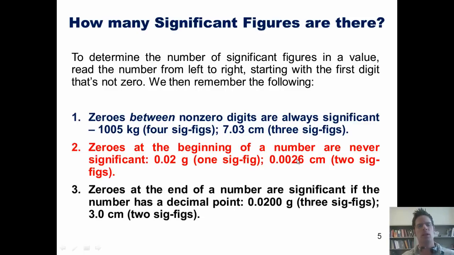Rule 3, zeros at the end of a number are significant if the number has a decimal point. For example, in this value, 0.0200, this has 3 significant figures. The zeros that are to the left of the 2 are not significant because of rule number 2. However, the zeros that are to the right of the 2 are because of this rule number 3. Similarly, this value, 3.0 centimeters, has 2 significant figures. Both the 3 and the 0 are significant. The 0 because it is to the right of the 3 and after the decimal point.